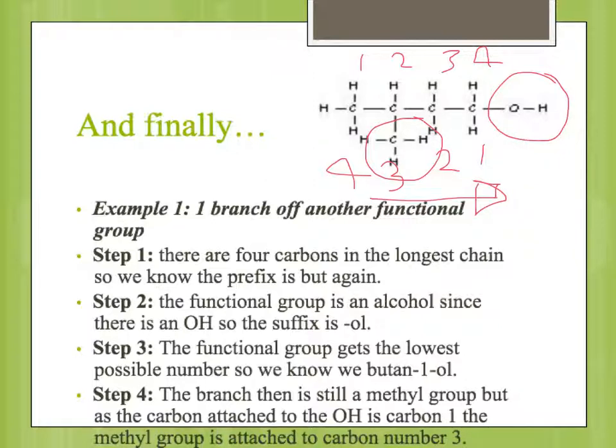Hence, butan-1-ol. Notice how the 1-ol is in the name. You may see it online in the beginning of the name. That's not acceptable in NCEA. The branch then is still a methyl group, but as the carbon attached to the OH is carbon number 1, this must be on carbon number 3. Okay?